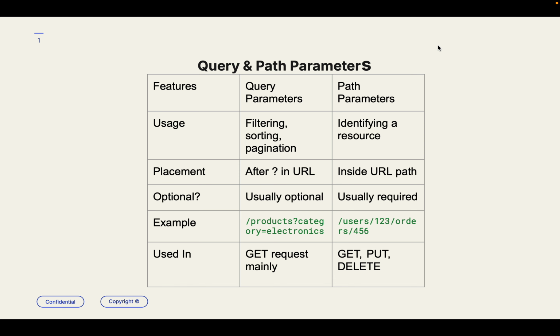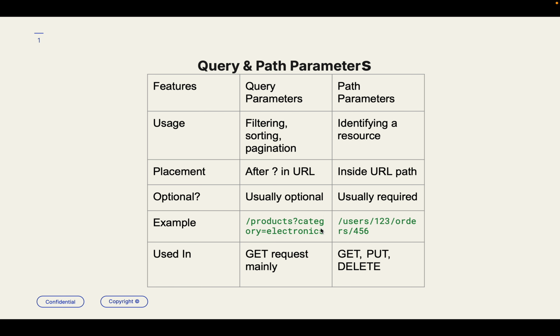So we are continuing our discussion with FastAPI, and in this video we will be discussing query parameters. Before starting on the coding part, let's see the difference, or a comparison, between query and path parameters. Usually the query parameters are used for filtering, sorting and pagination, and path parameters are used for identifying a resource. Query parameters are placed after the question mark in the URL, but path parameters are placed inside the URL path. And query parameters are usually optional and path parameters are usually required.